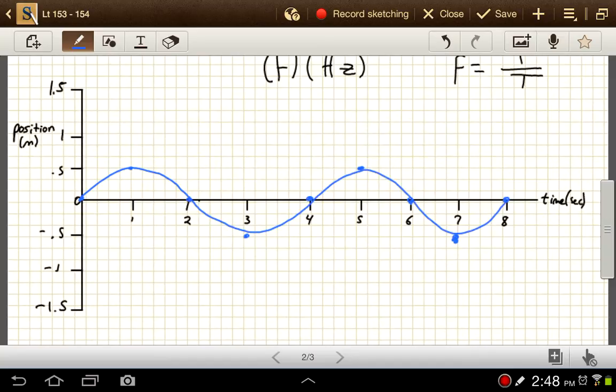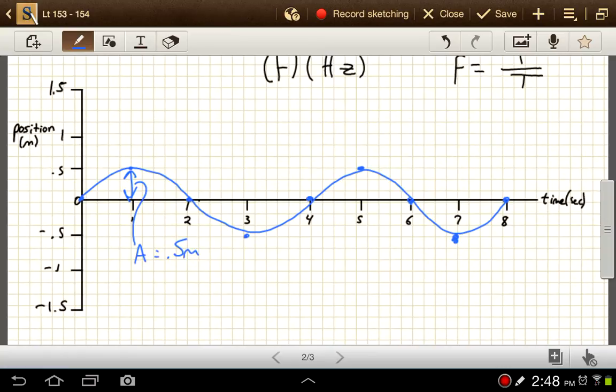There we go. So given a graph like that, you need to be able to figure out what the amplitude, what the frequency, and what the period of this wave would be. So amplitude is going to be the maximum height or the maximum depression from equilibrium. So that's the distance from 0 to this position, or from 0 to this position. So we can just measure that right here. And we get that our amplitude on that is 0.5 meters.